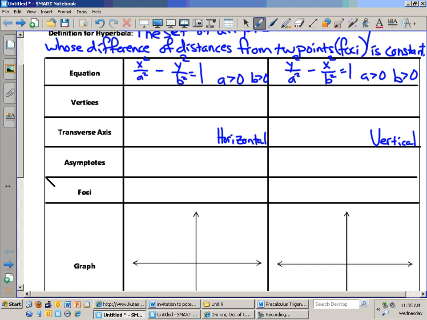Okay, so vertices. What do the vertices look like? Well, in this situation, the vertices are going to be plus or minus a, 0. And that's stretched along the x-axis. Whereas in this situation, we have plus or minus, it's stretched along the y-axis, we have 0 plus or minus a. Those are my vertices.